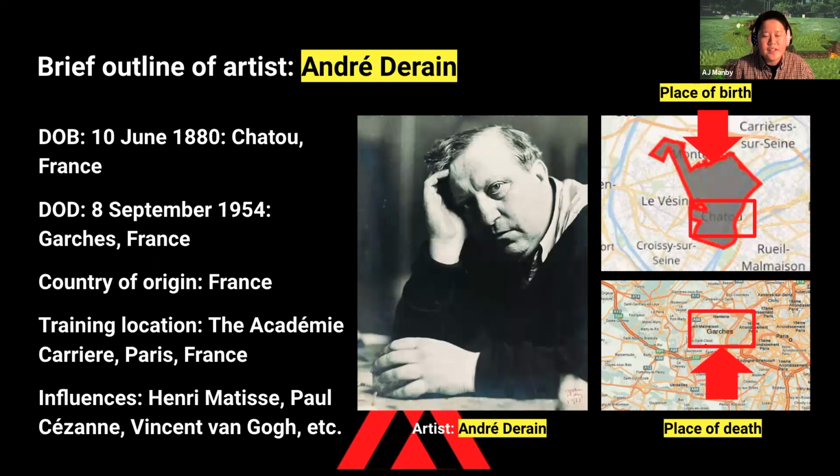Okay, so a brief outline of André Derain. His date of birth was the 10th of June, 1880, and he was born in Chatou, France. His date of death is the 8th of September, 1954, in Garches, France. His country of origin is France. His training location was the Académie Carrière in Paris, France, and his influences are Henri Matisse, Paul Cézanne, and Vincent van Gogh, and many more.